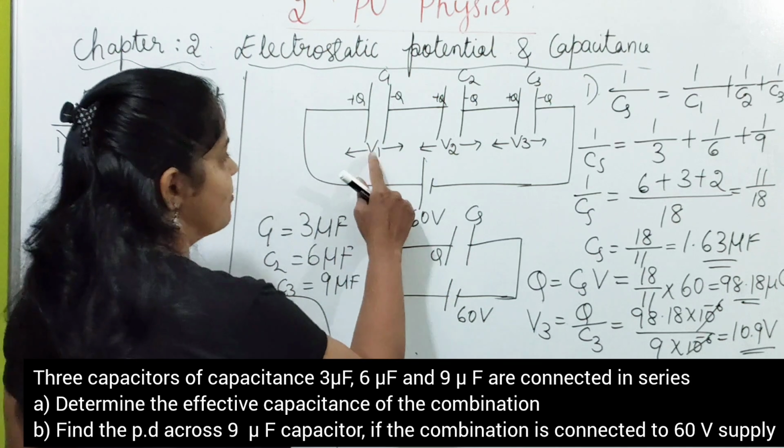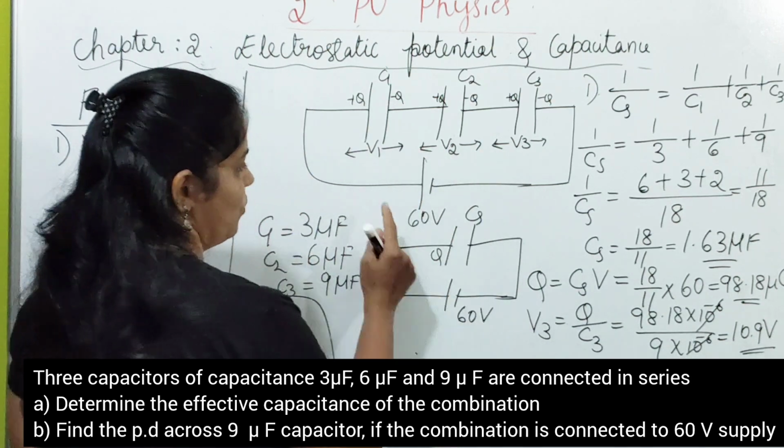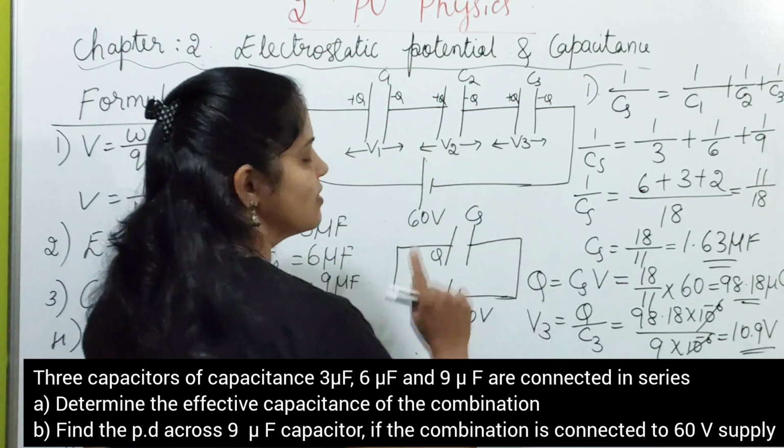Okay. So, after adding these three, we need to get 60 volt. So, V is equal to V1 plus V2 plus V3.